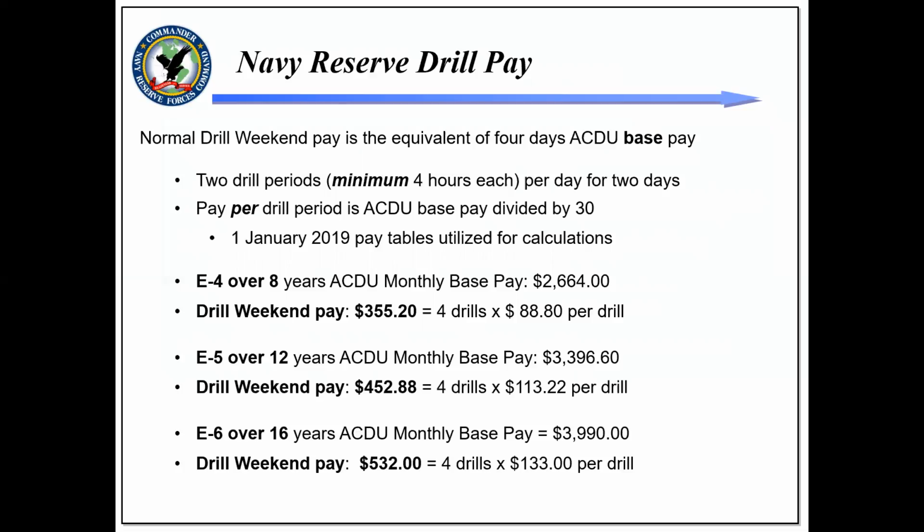E4 over 8 years active duty monthly base pay, $2,664. Drill weekend pay, $355.20. 4 drills times $88.80 per drill. E5 over 12 years active duty monthly base pay, $3,396.60. Drill weekend pay, $452.88. 4 drills times $113.22 per drill. E6 over 16 years active duty monthly base pay, $3,990. Drill weekend pay, $532, which is 4 drills times $133 per drill.